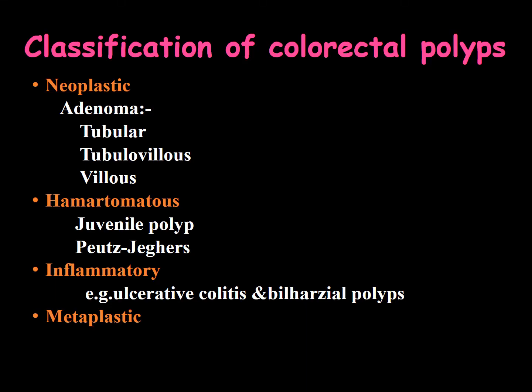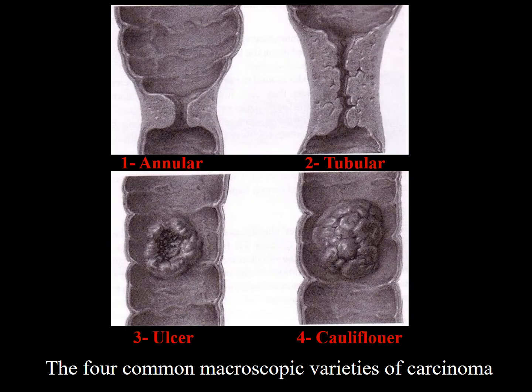Classification of colorectal polyps. Types of polyps: neoplastic polyps, hamartomatous polyps, inflammatory polyps, and metaplastic polyps. Neoplastic polyps are either adenomas: tubular adenoma, tubulovillous, or villous adenomas. All are pre-malignant. Hamartomas, juvenile polyposis, and Peutz-Jeghers do not turn malignant. Inflammatory polyps, ulcerative colitis and bilharzial polyps, and metaplastic polyps. So we have to know what the types of colorectal polyps are.